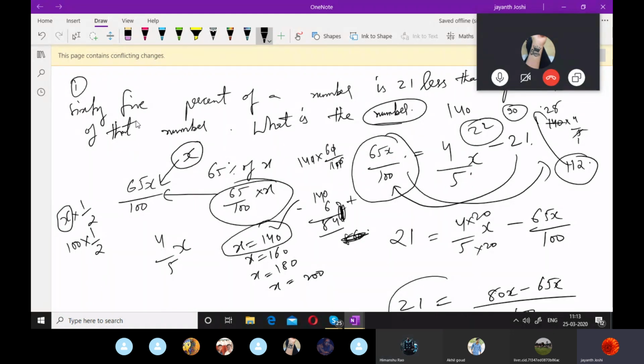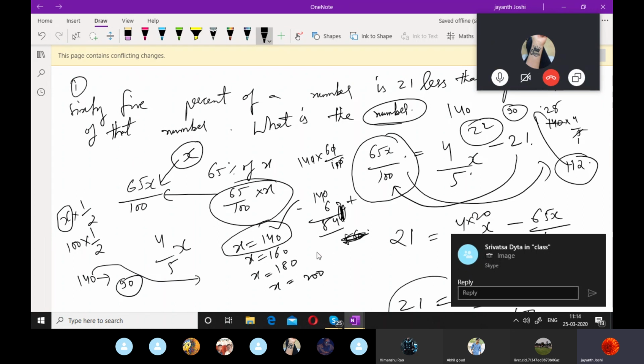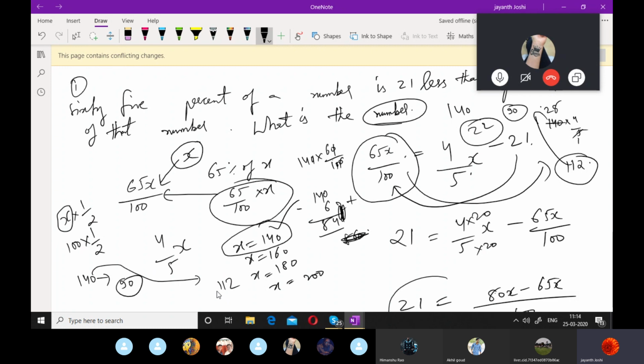See, what I said is 65% of a number. So I took 140. 140 ka 60% is somewhere around 84. So 65% would be somewhere around 90, for example. So 65% of 140 is 21 less than 4/5 of the number. Now 4/5 of 140 is 112. So the difference between this and this is 22. Now that is very nearby to 21. So we got the answer. 140 would be the answer.